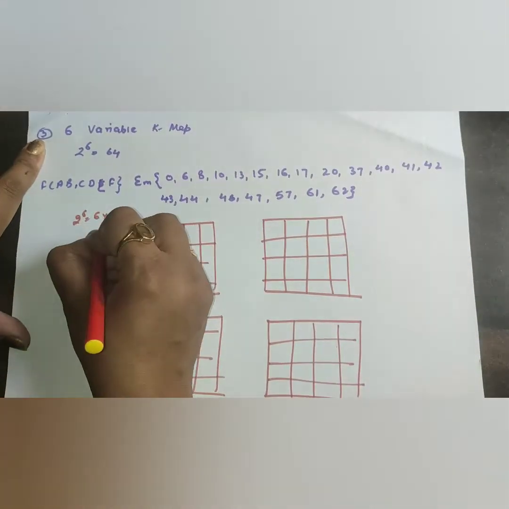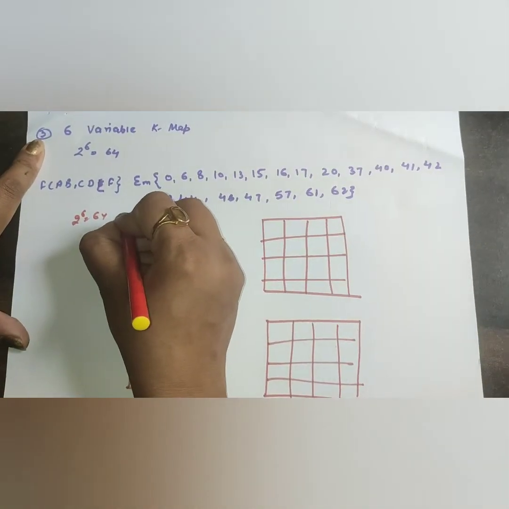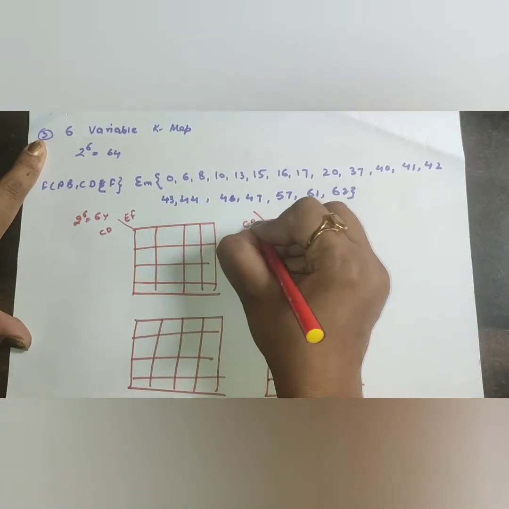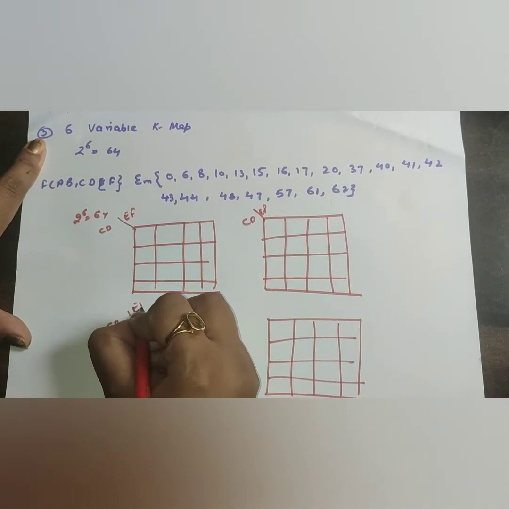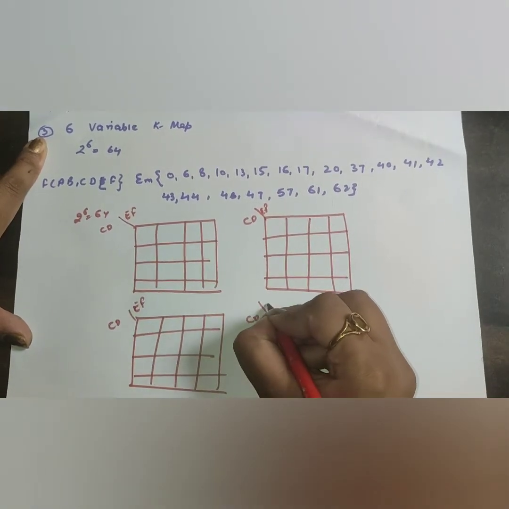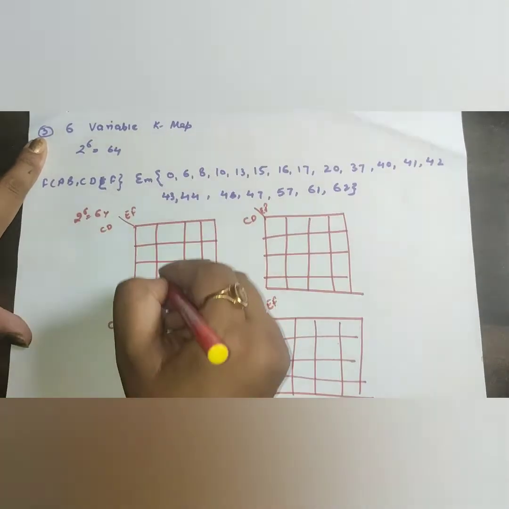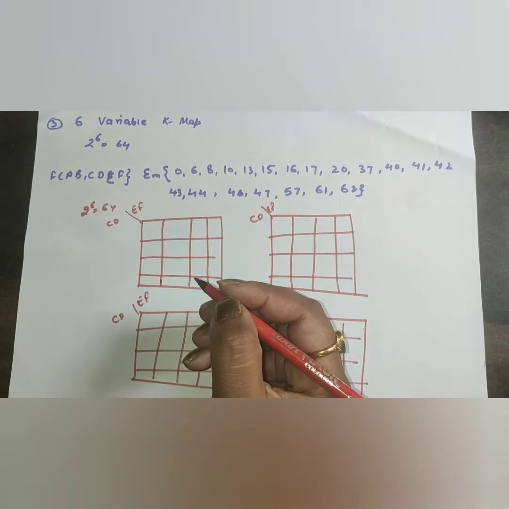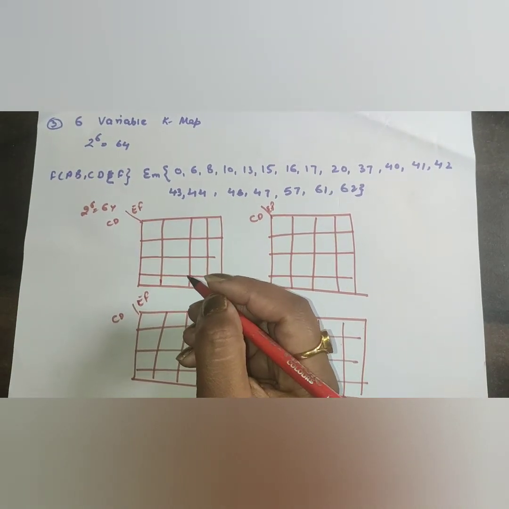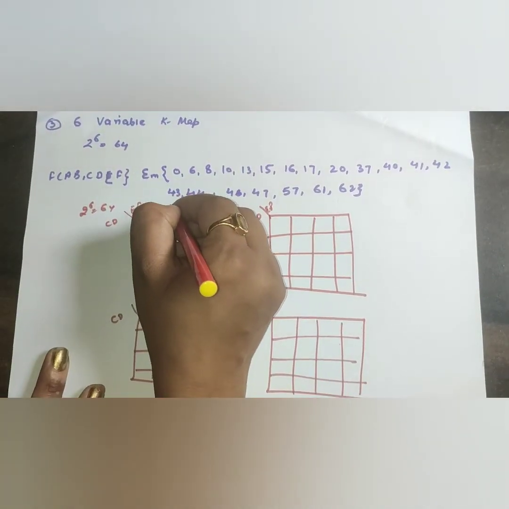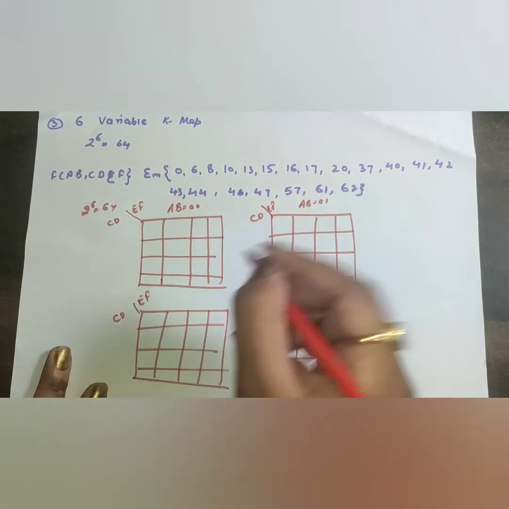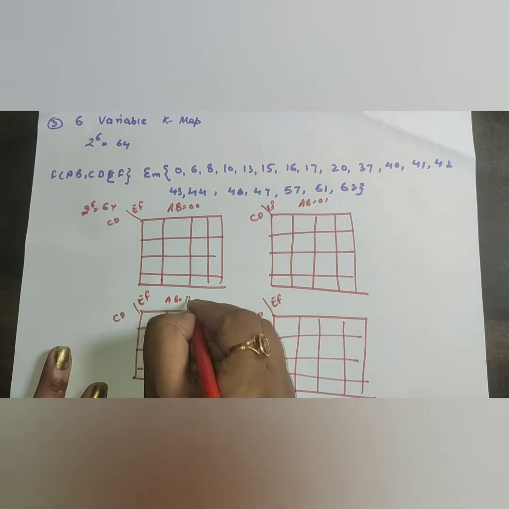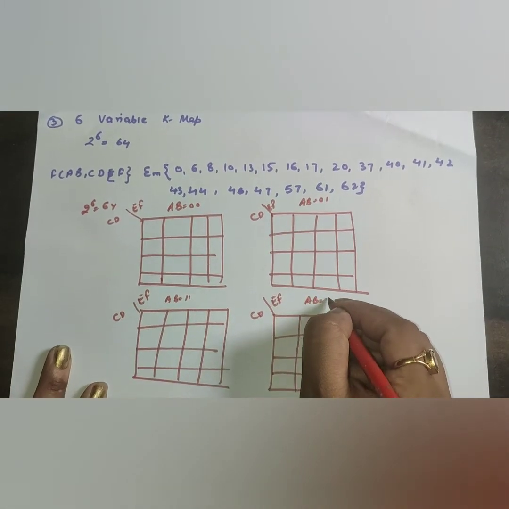A B C D, D C D E F, C D E F. Take the common variable in each. In a 5 variable K-map, only one variable is constant for each block. There are 2 variables constant: A B equal to 0 0, A B equal to 0 1, A B equal to 1 1, A B equal to 1 0.